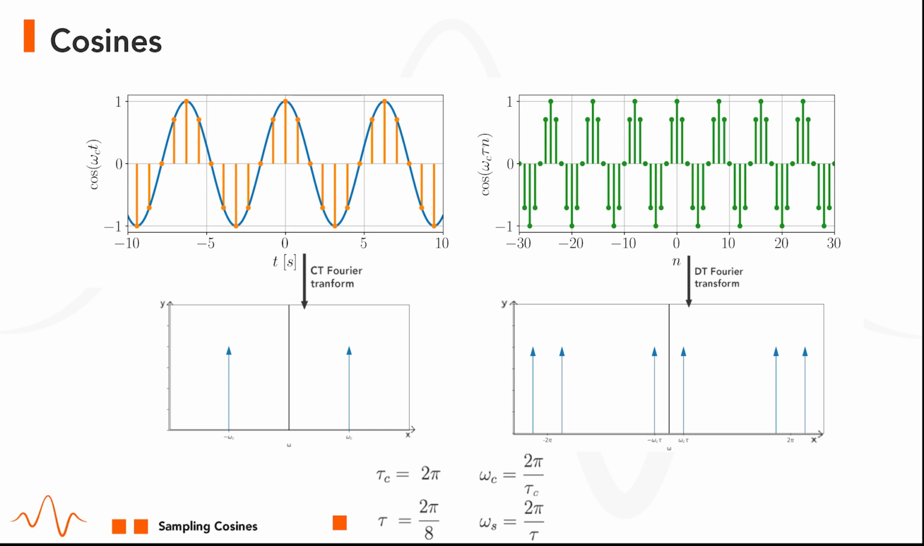Let us see what happens as we vary the period. For that, it is convenient to define a few quantities. We denote by tau c the period of the signal, which we set to be fixed and equal to 2 pi. We denote by omega c the angular frequency of the continuous time signal, which is 2 pi over tau c, so omega c is 1. We denote by tau the sampling period, which in this plot is 2 pi over 8, but this one will change. And by omega s we denote the sampling angular frequency given by 2 pi over tau.